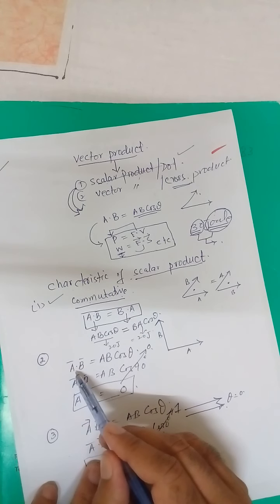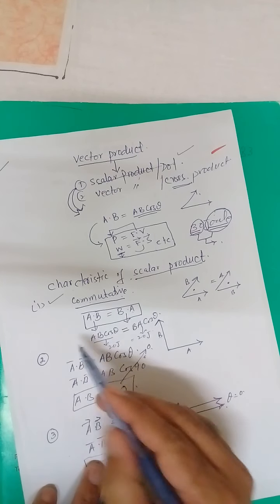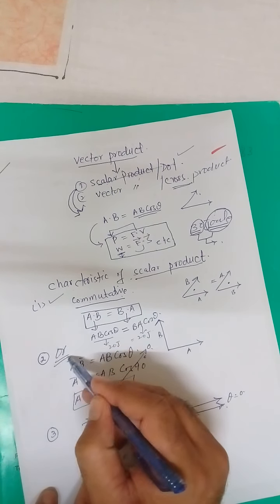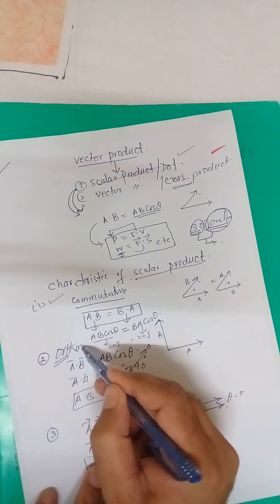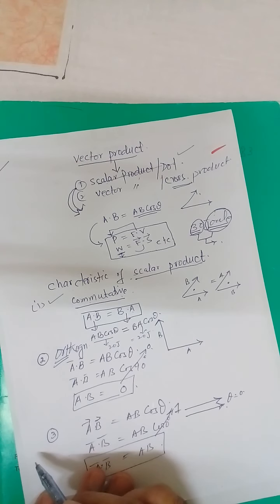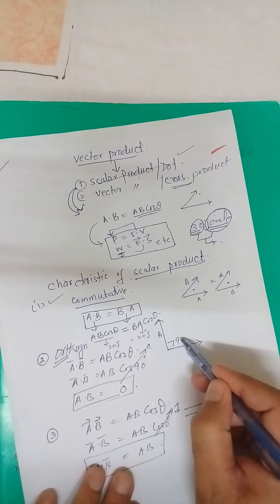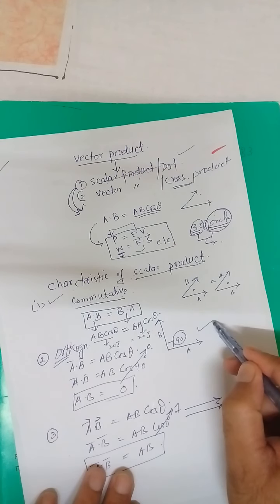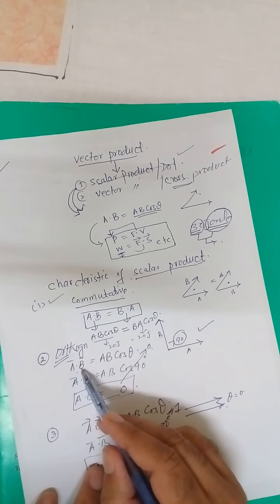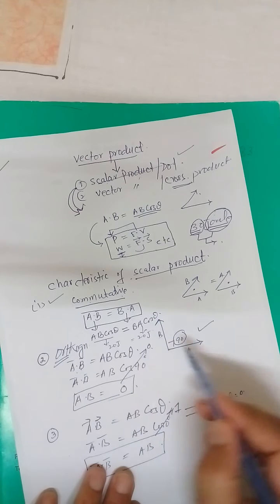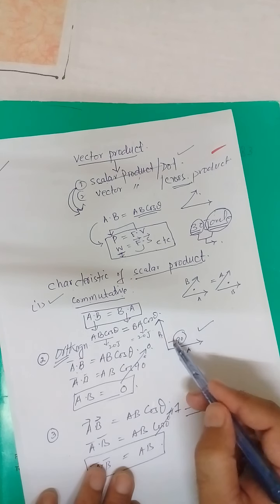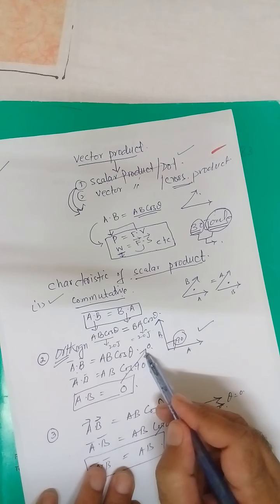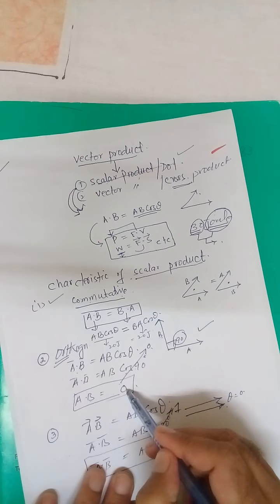Number two, orthogonal property. This is called orthogonality or orthogonal property. Orthogonal property means when two vectors are at right angle to each other, then we say the two vectors are orthogonal and their output will be equal to 0. Why? A dot B is equal to AB cos theta. When two vectors A and B are orthogonal, at right angle to each other, the angle is 90 and cos 90 is equal to 0. So A dot B is equal to 0.